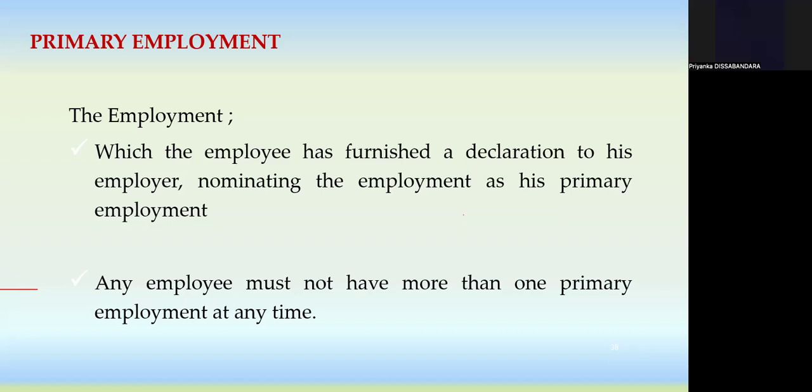But the individual can decide one employment as his primary employment. If he has more than one employment, then he can select one employment as his primary employment. And he should provide a primary employment declaration to the employer. Then the employer knows that this is the primary employment.